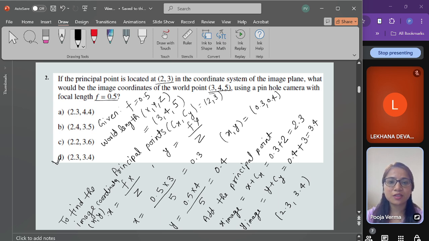So first you need to find out the image coordinates, and to find out the image plane in that system, you just add those coordinates to the principal point. So you will get the whole image plane values. Okay. So I hope you have understood. So moving to the next question now.